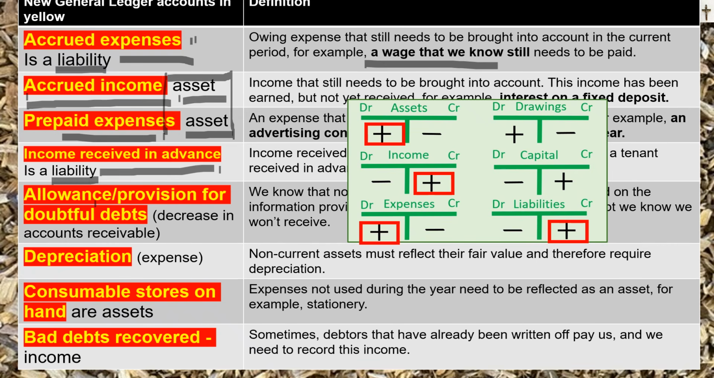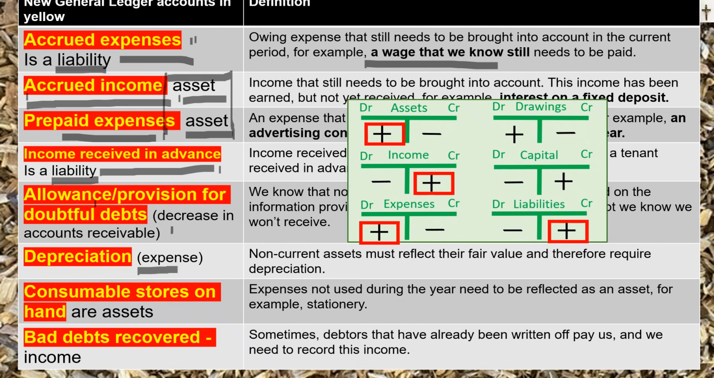An allowance, provision for doubtful debts. You will see we will do an adjustment like that. The allowance is a decrease in accounts receivable, and what we will do, in line with the textbook that the NMU students are using, we will debit bad debts and credit the allowance account. We will look at an example.